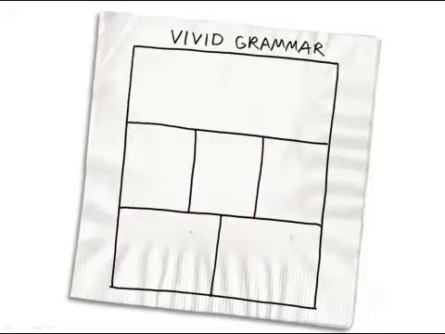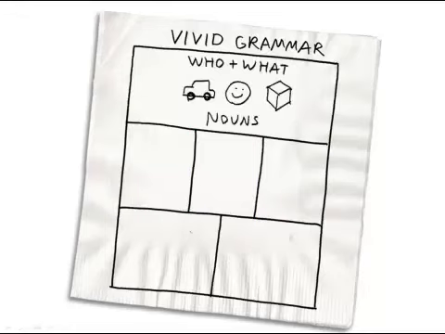Now let's start to fill it in with our 6 elemental types of pictures. The first types of pictures that represent who and what, that represent from a grammatical perspective the nouns of our ideas, are what we call our portraits.